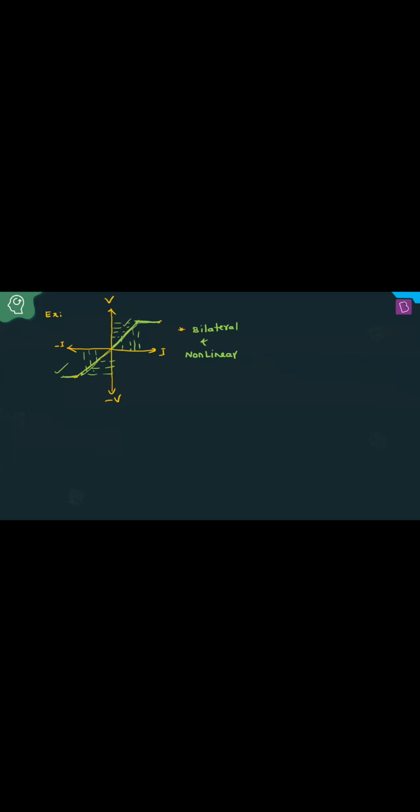What about this one, friends? This is I, this is V, and this is minus V, this is minus I. It is the same straight line passing through the origin. Then it is which element? It's bilateral and linear also.